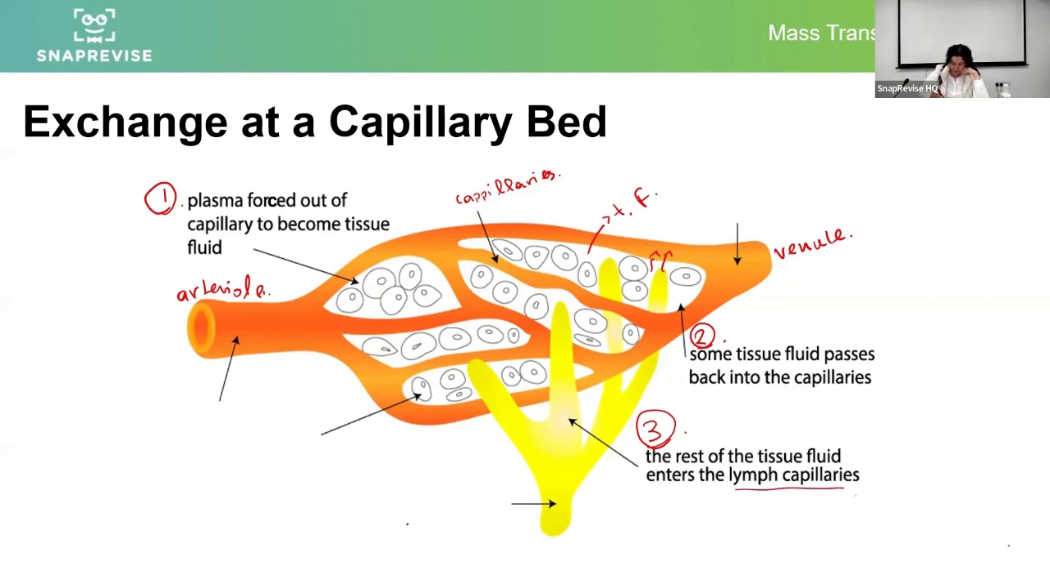So these here are my lymph capillaries. You might remember from your immunology that they also contain lymphocytes. So they also play a role in immunity, but their main role is to effectively drain the tissue fluid from our organs and tissues. And these here are, of course, my body cells, my somatic cells.